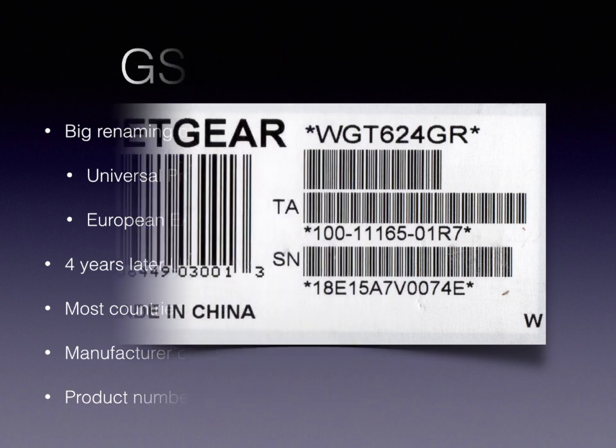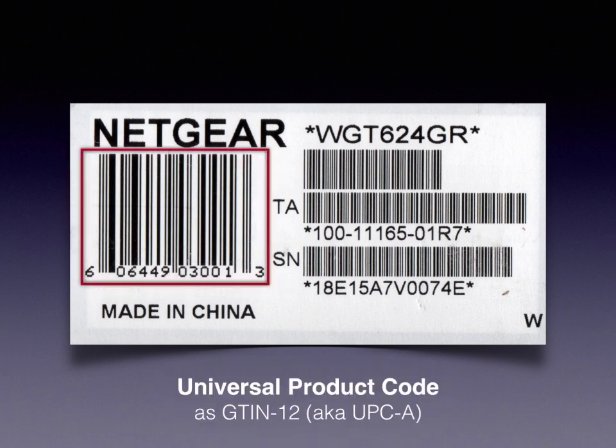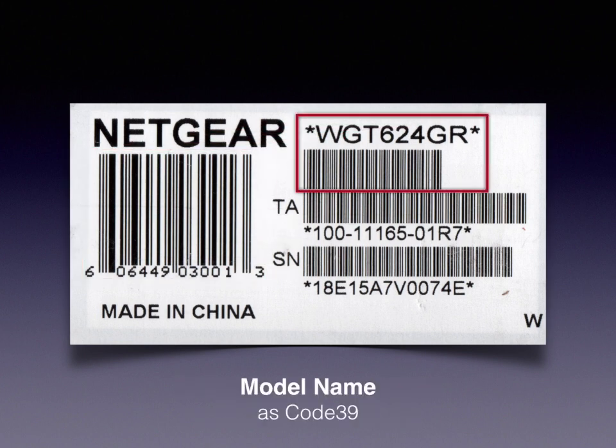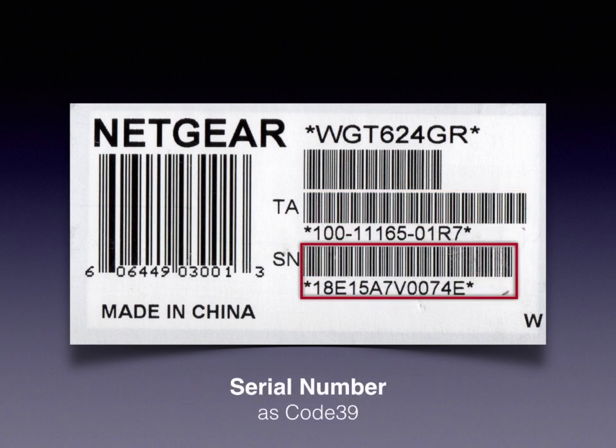So let's have a look at a sticker you might have seen somewhere. This is from a Netgear router. So the first thing that jumps out is the formerly known Universal Product Code, GTIN 12. But there are other kinds of barcodes as well. So for example, here's the model name of the router in Code 39. That's another barcode standard. I'll tell you more in a few slides. There is a top assembly number, also Code 39, and even a serial number, Code 39.